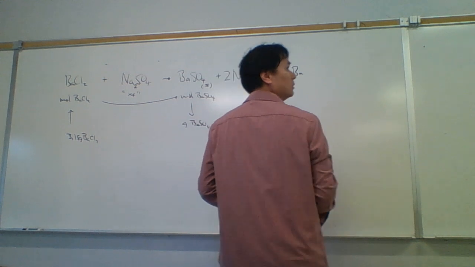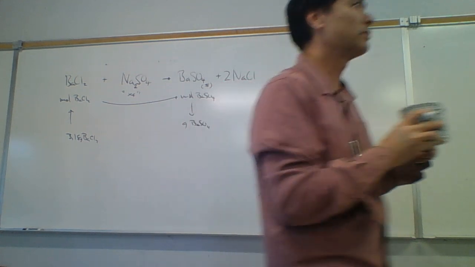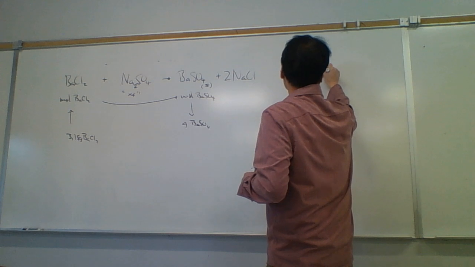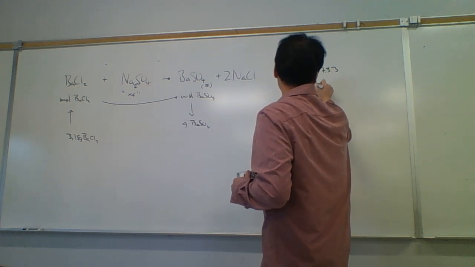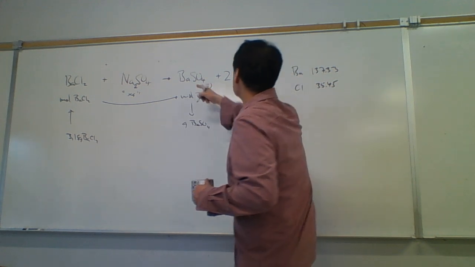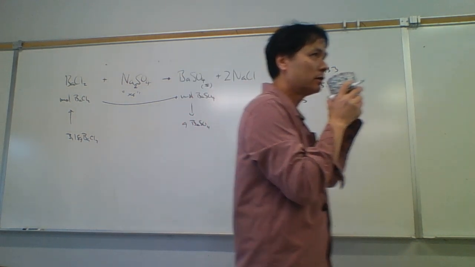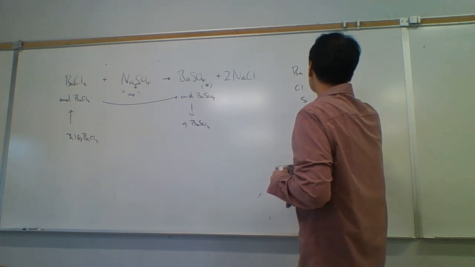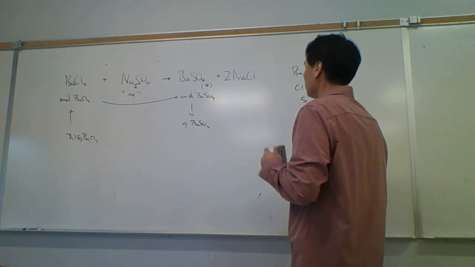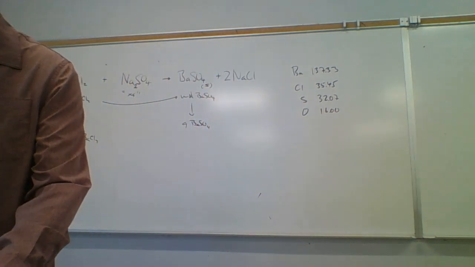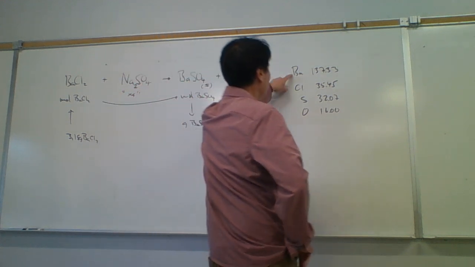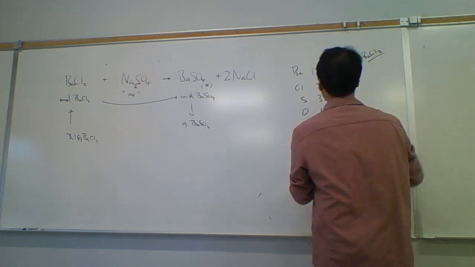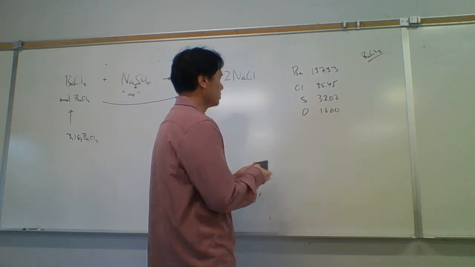And so we'll need some masses. What's the mass of barium? Just get it off this periodic table here. 137.33. Chlorine is 35.45. We'll need sulfur. Sulfur is 32.07. Oxygen is 16.00. So that means barium chloride, 1 barium, 2 chlorides. So barium chloride's mass is going to be 70.9 plus 137.33.